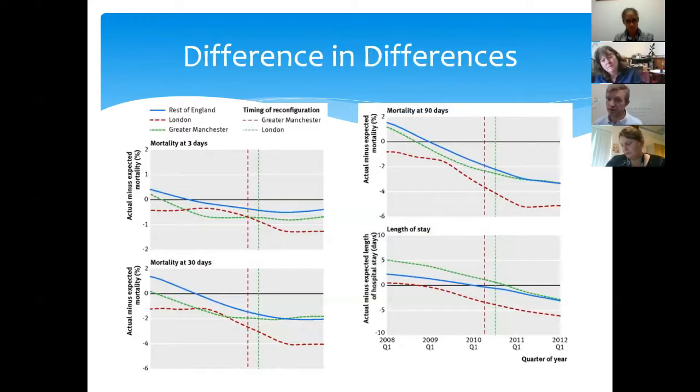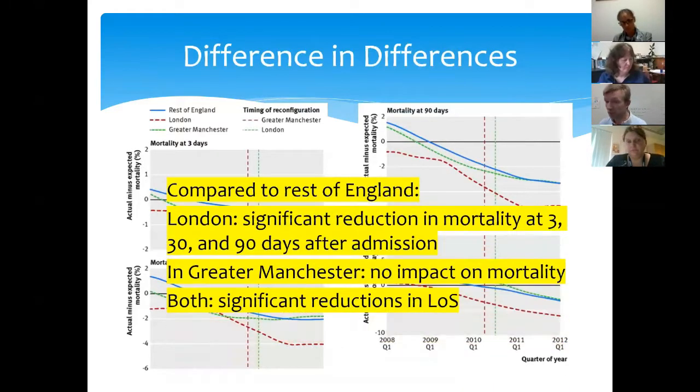So it really just emphasises the need for a control, because if you'd just looked at Manchester and London on their own, you'd say, well, that's great, it's looking good. But because we can look at the rest of England at the same time, we can see, well, actually, there was a general improvement over time.